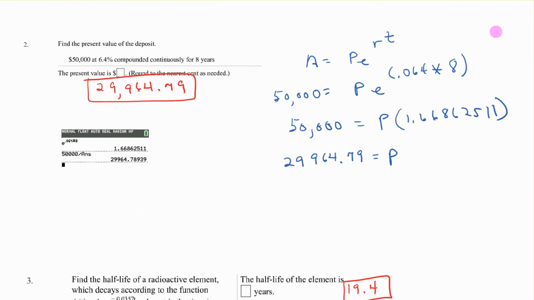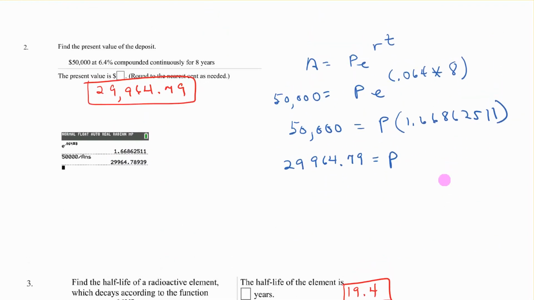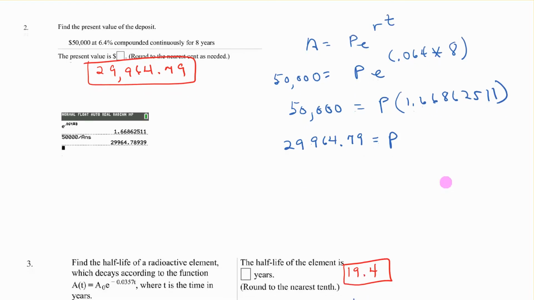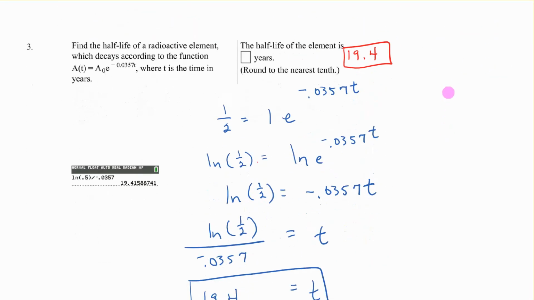This is the same one, except this is continuous. And we have 50,000 equals PE to this amount. So we're doing the same process. These two were really easy, and I threw those in there for you. Then we do have one half-life problem.